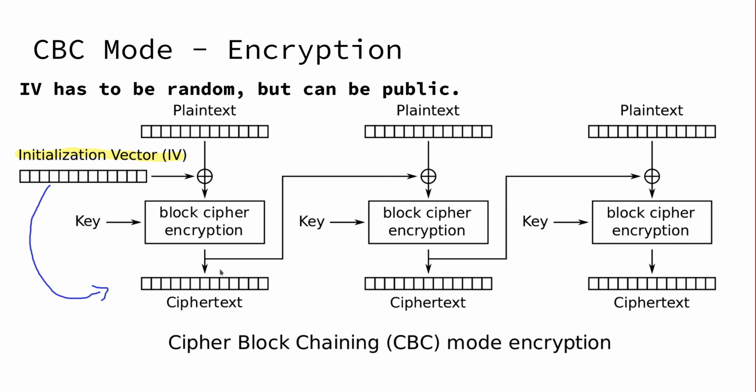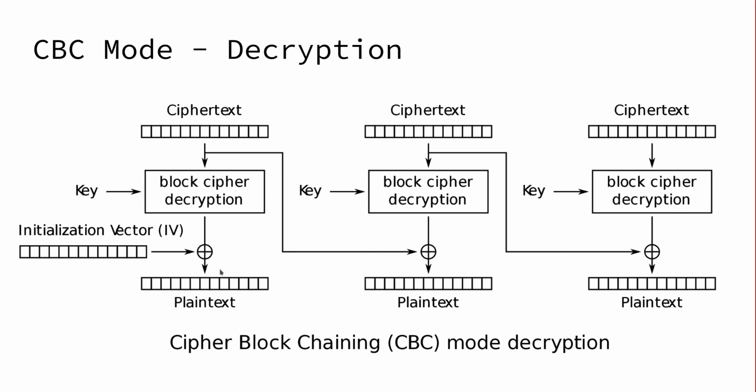Decryption works the same way, so we decrypt the ciphertext, then we XOR the initialization vector into it, and we get the first plaintext block. And we take the ciphertext of the second block, decrypt it, then XOR the ciphertext into this decryption, and then we get the original plaintext. So this is the inverse operation of the encryption, obviously.